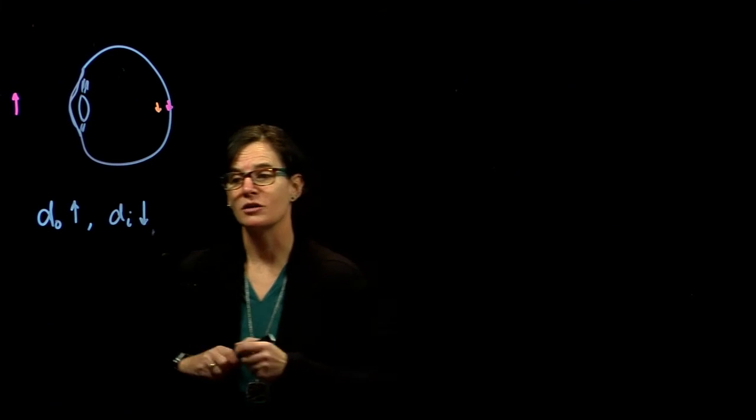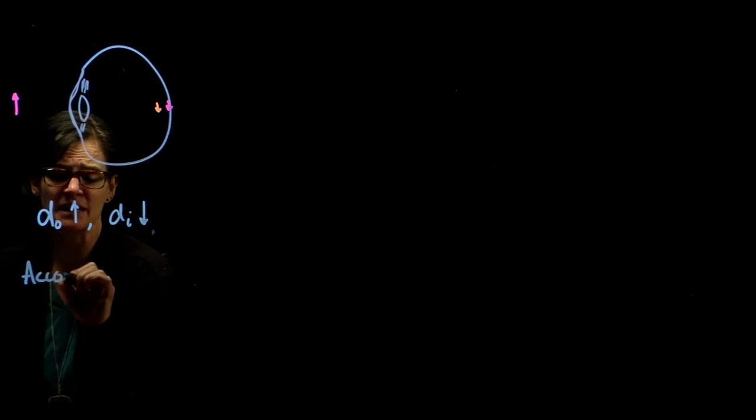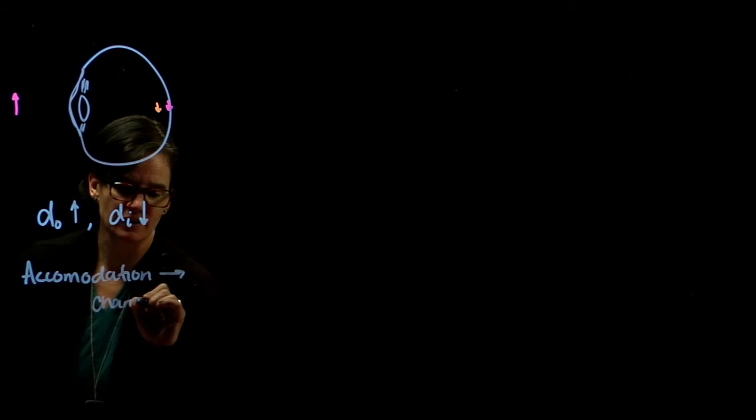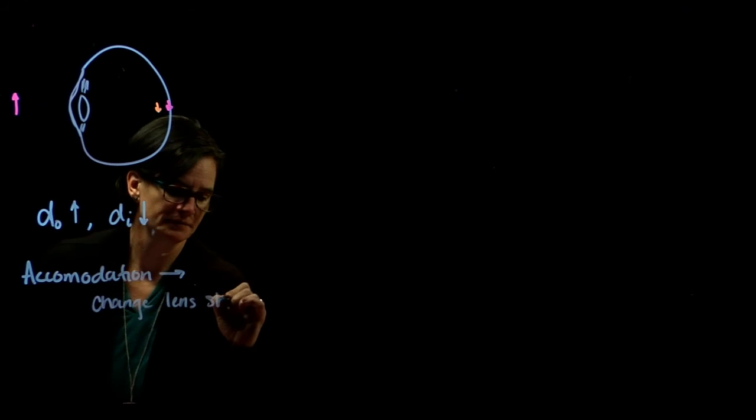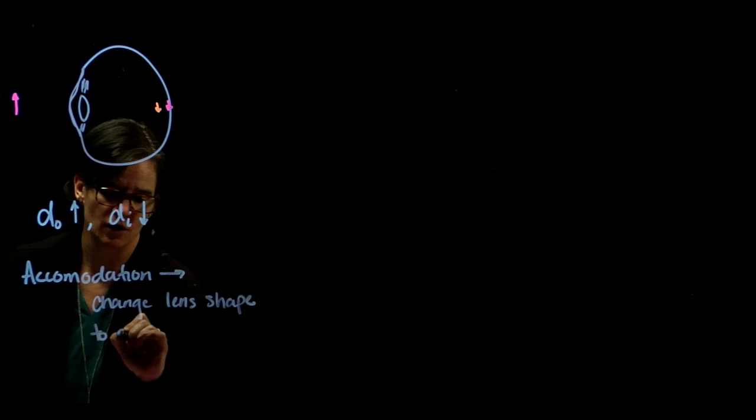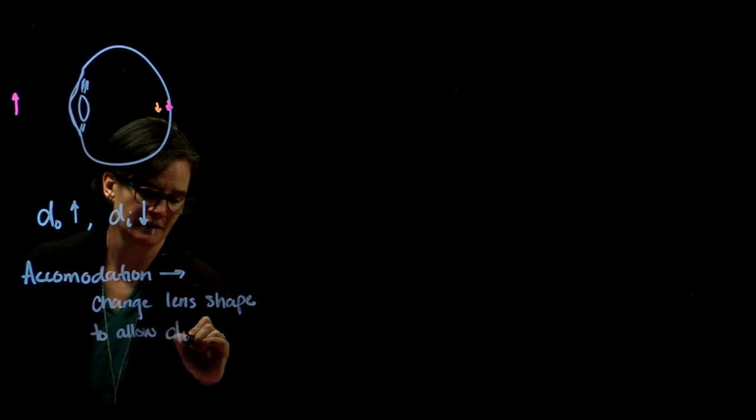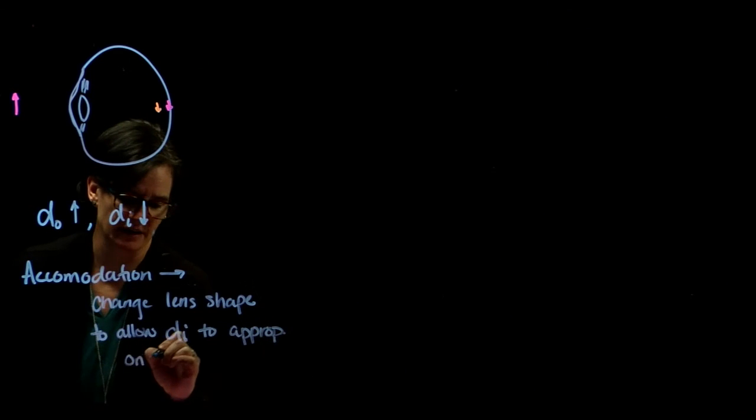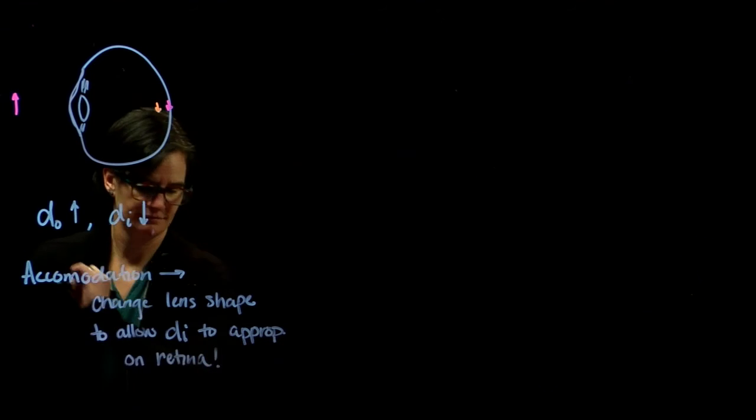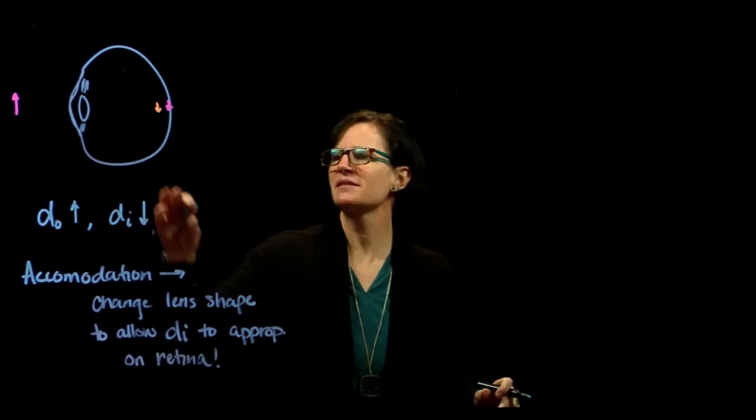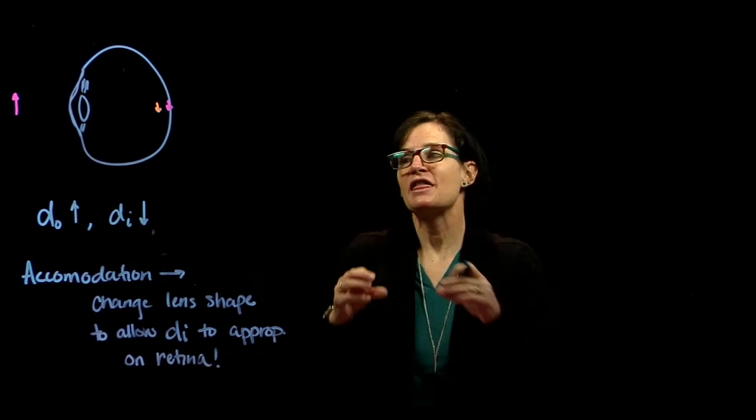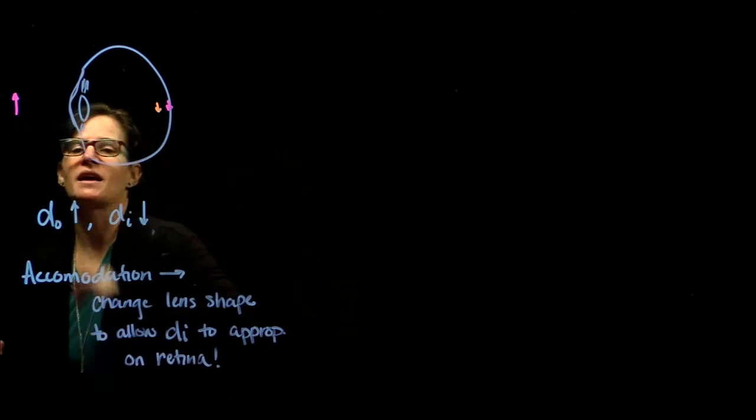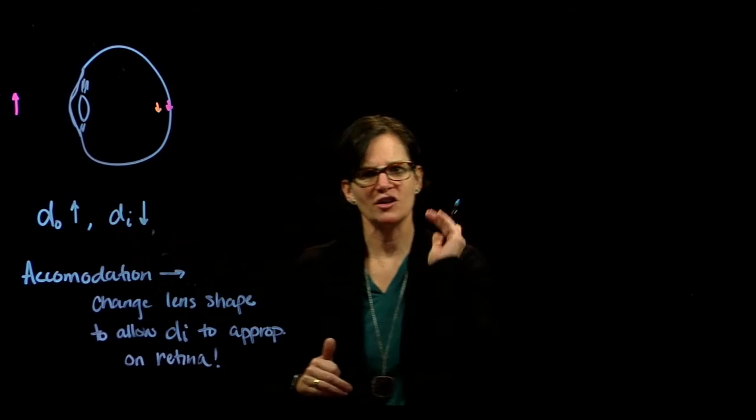This is the process called accommodation. Accommodation is the process by which we change the shape of the lens to allow images to be appropriate, and appropriate means on the retina. How do we do that? Well, we have muscles attached to the lens itself that thin or fatten the lens to accommodate where that object is located so that our image distance falls on the retina.